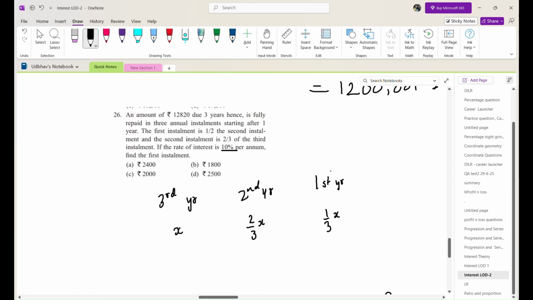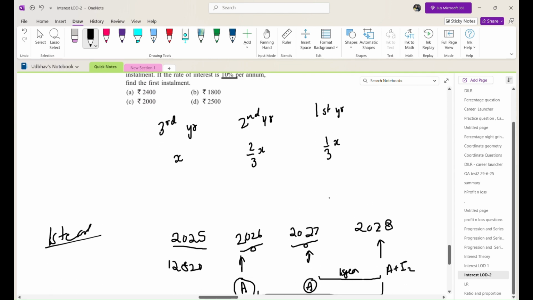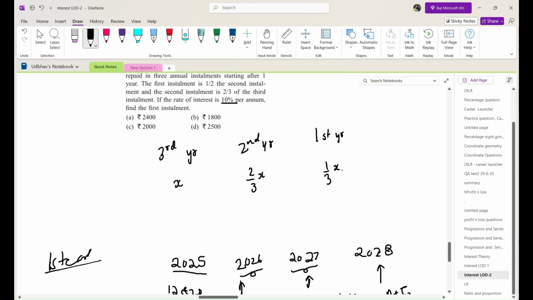How much interest will there be? There will be interest of 2 years. So at the end of 2 years, how much money will it become? It will be x by 3 plus 2 years interest on x by 3, that is x by 3 into 10 into 2 upon 100. We can solve this, and it will be 2x upon 30 plus x upon 3, that comes out to be 2 by 5 x.